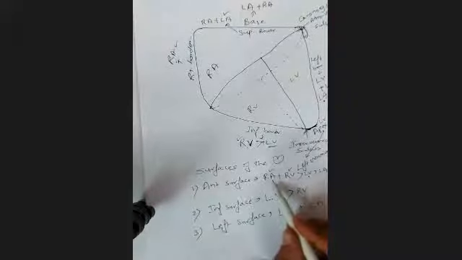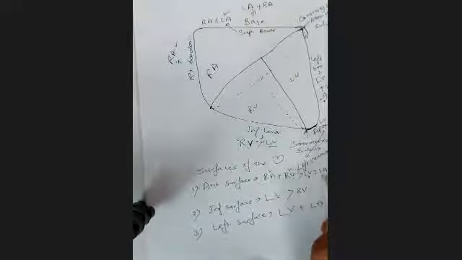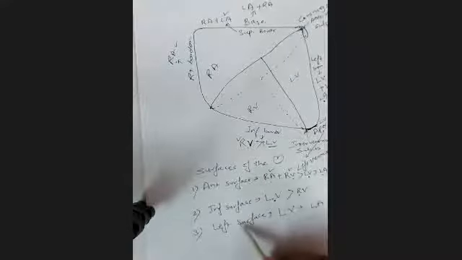The anterior surface is mainly formed by the right atrium and right ventricle, and also by the left ventricle. Some part of the left auricle is there. The inferior surface is mainly formed by the left ventricle, two-third almost, and some part by the right ventricle. The left surface is mainly formed by the left ventricle, and some part by the left atrium.